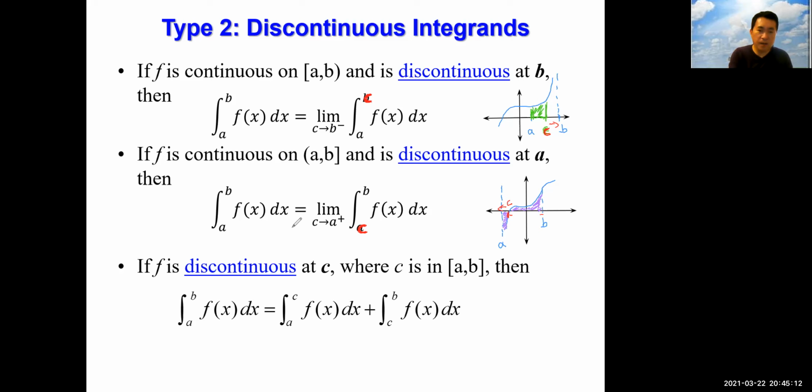The last case is when the function is discontinuous at c, somewhere in the middle. If that happens, then you just split the integral into two: from a to c, then from c to b. I'm going to do examples later, but these are the three cases, okay?